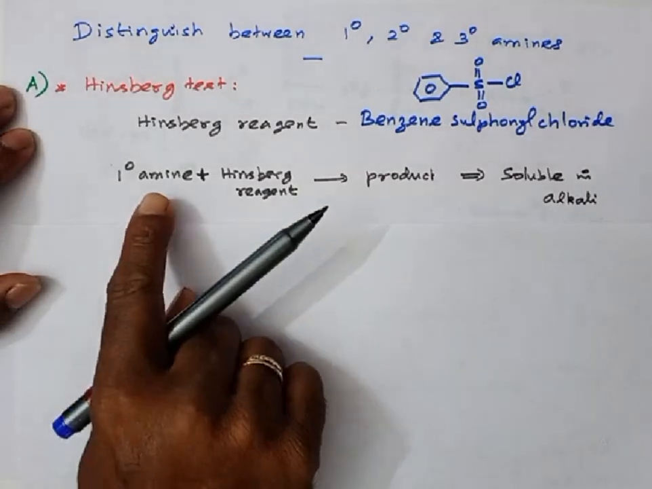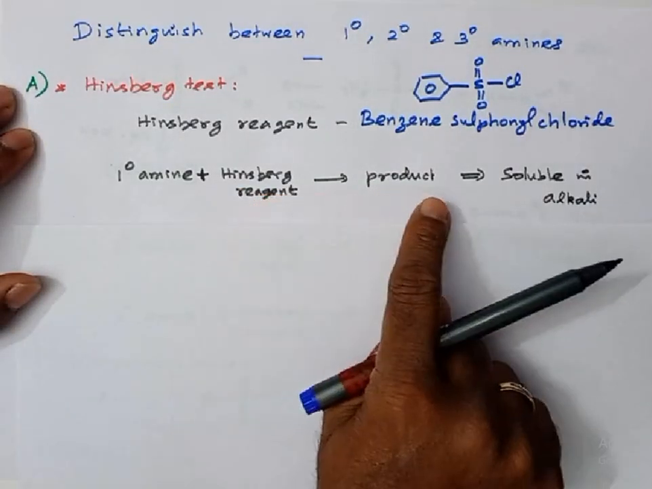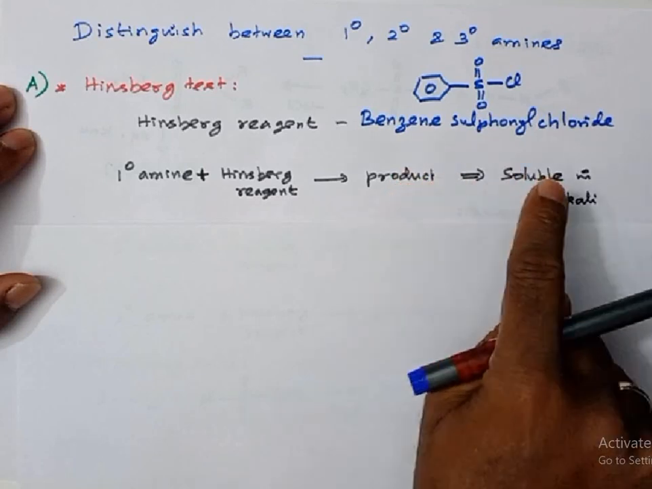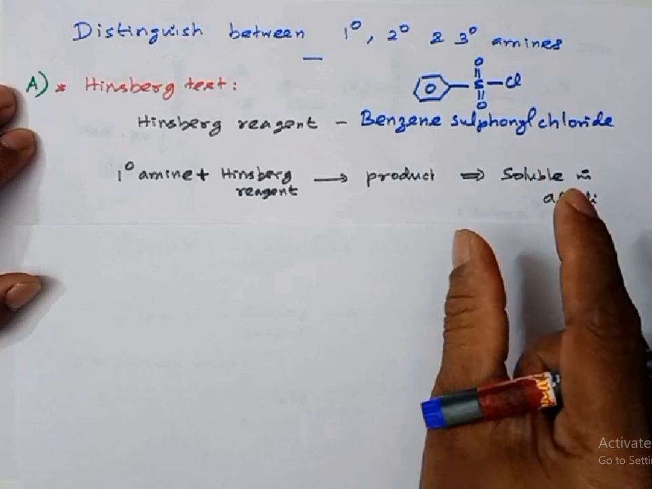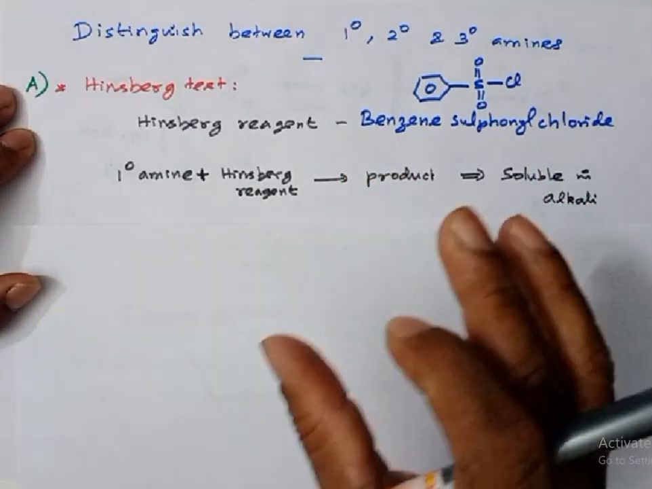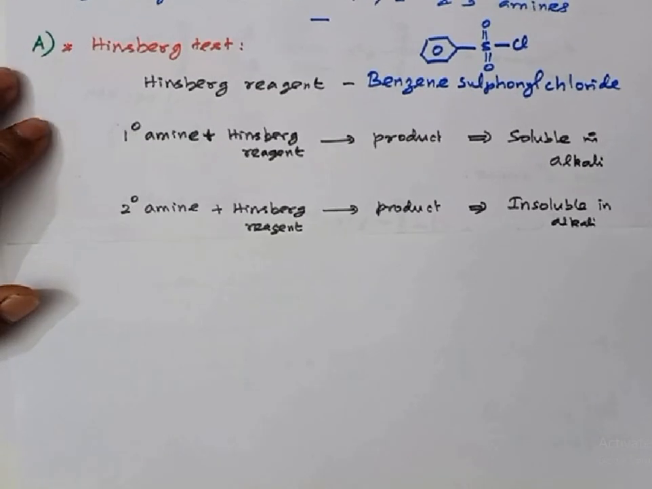I repeat, primary amine reacts with the Hinsberg reagent, it forms a product. That product is soluble in alkali, right? So the final solution looks like water. It's a clear solution. This is the characteristic behavior of primary amine with Hinsberg reagent.